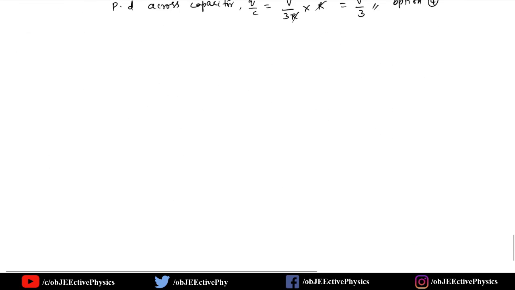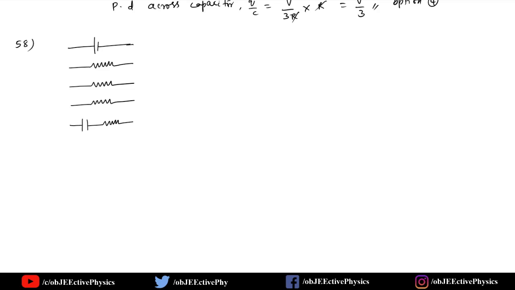And next, the last question. It is question number 58. Read the question. In the given circuit diagram, the current through the battery and the charge on the capacitor respectively in steady state are. Here also steady state is given. So first we should draw the circuit diagram which is given in the question. So this is the circuit diagram given in the question.